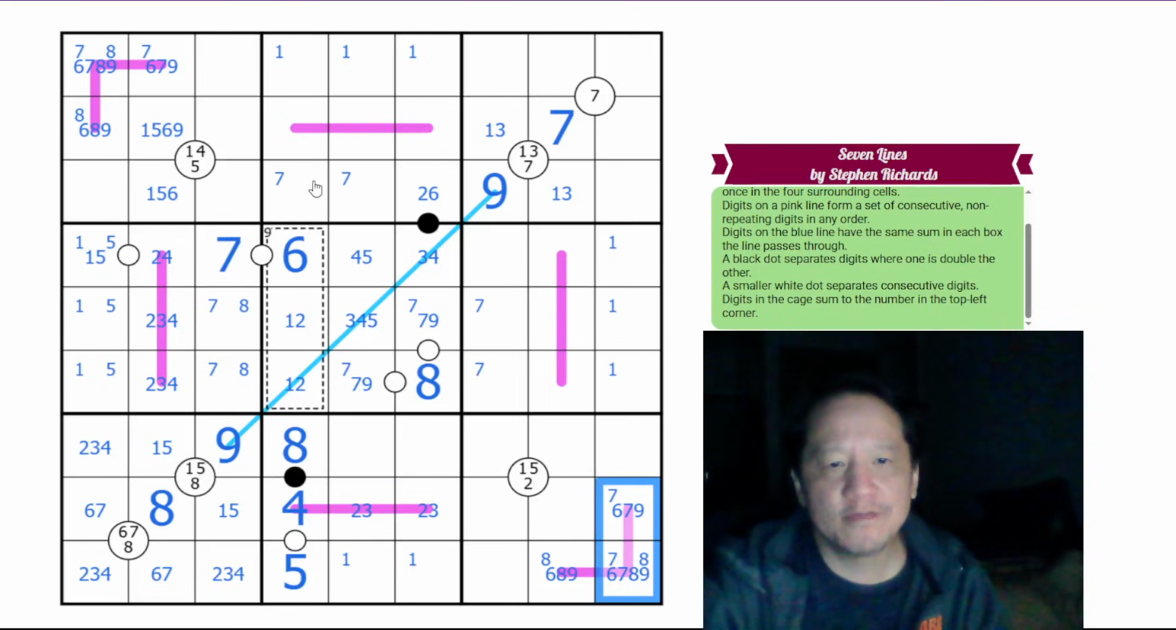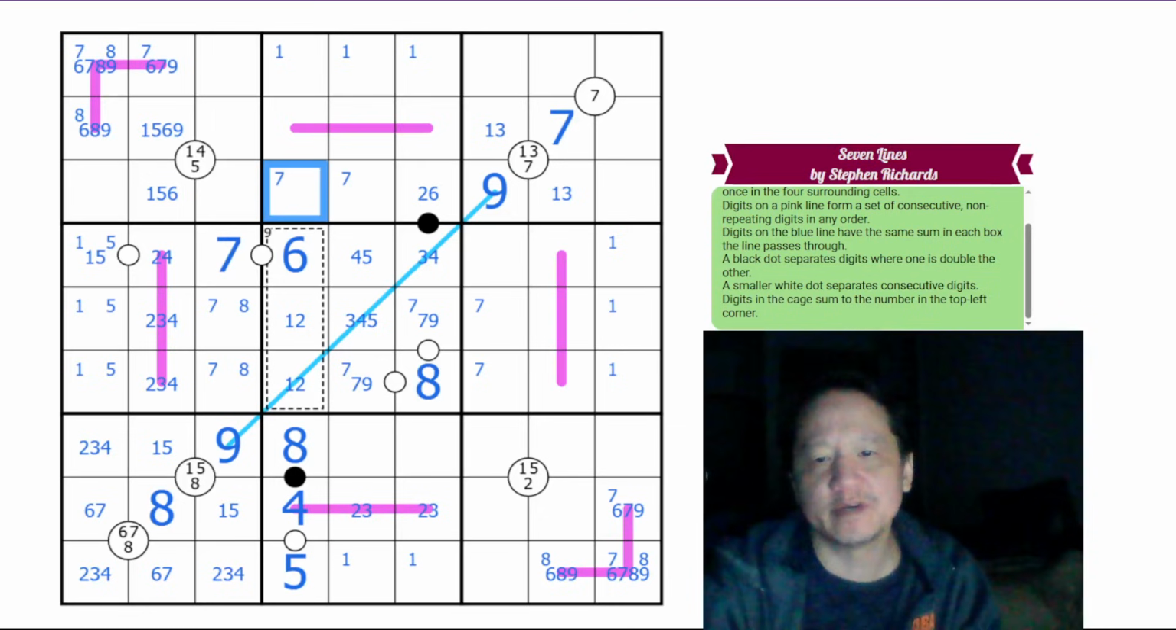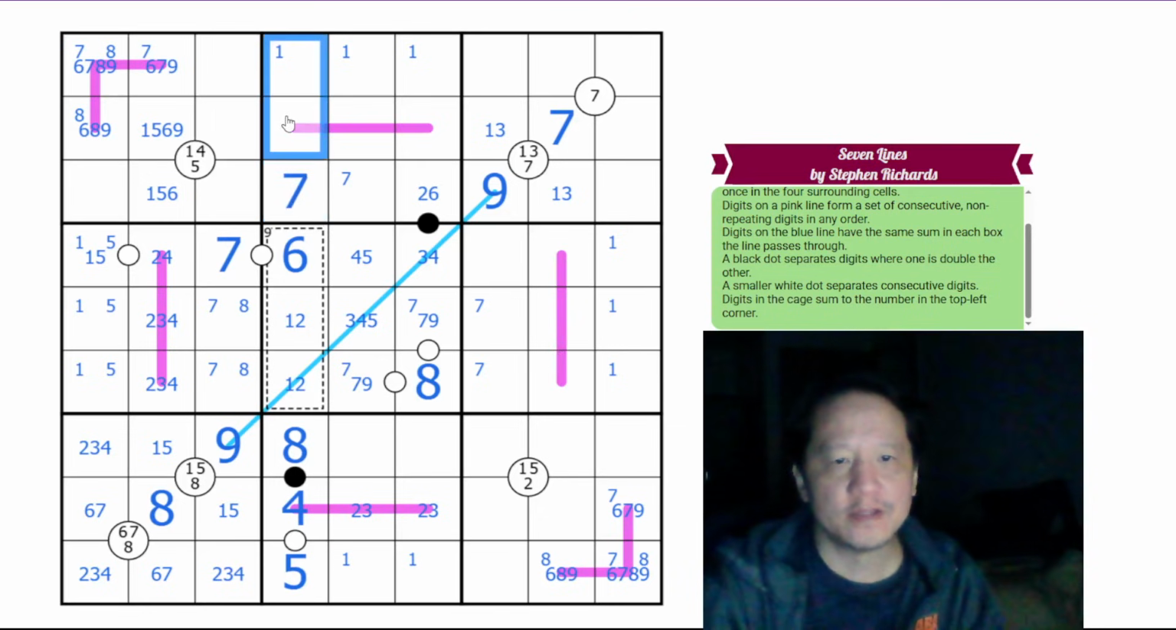We have remaining digits in column 4 are 3, 7, and 9. 7 cannot appear in either of these spots, so this must be 7. Therefore, this must be a 3, 9 pair.